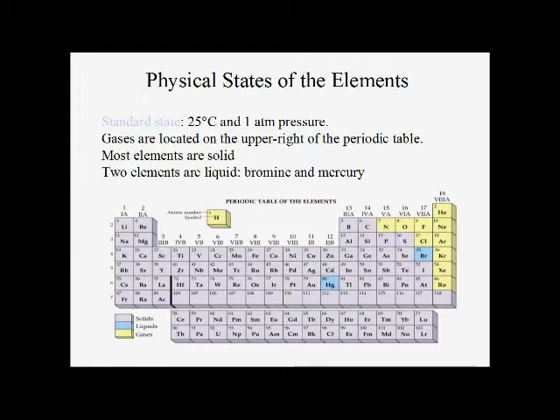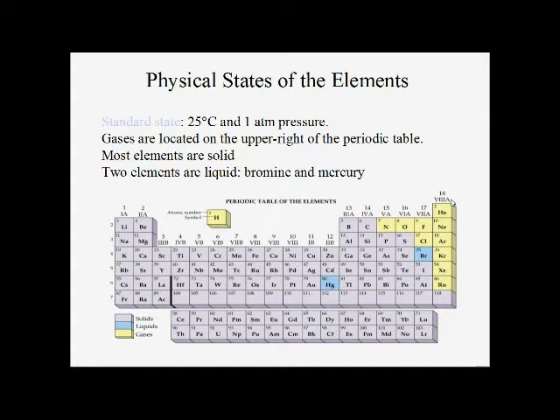We have a set of gases that are mostly on the upper right corner of the periodic table. Hydrogen also is a gas, which normally is on top of column 1. Nitrogen, oxygen, fluorine, chlorine, helium, neon, argon, krypton, xenon, radon are all gases. So this last column here are called the noble gases. So this whole column is gases, and we would kind of expect that 118 might be a gas also.